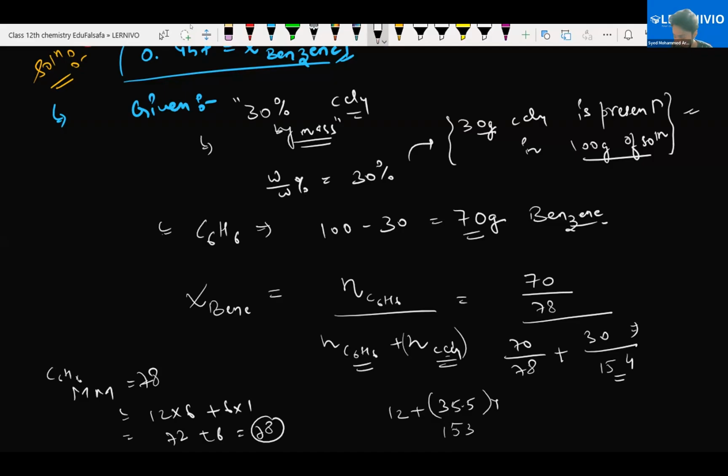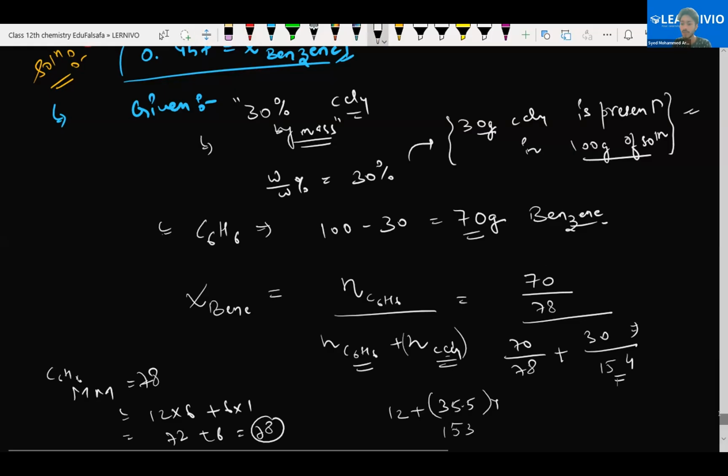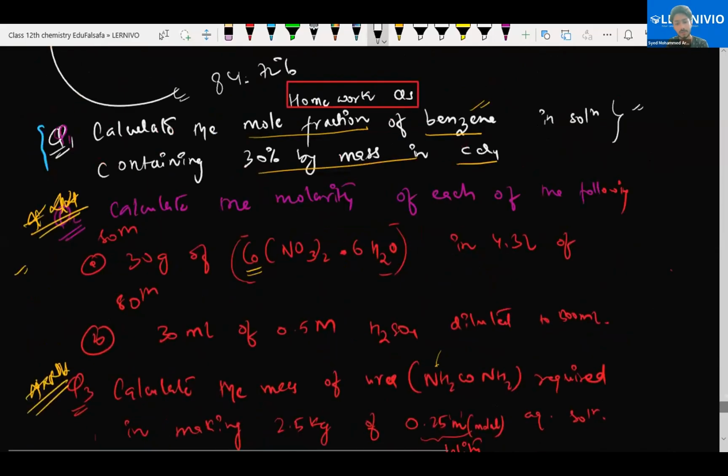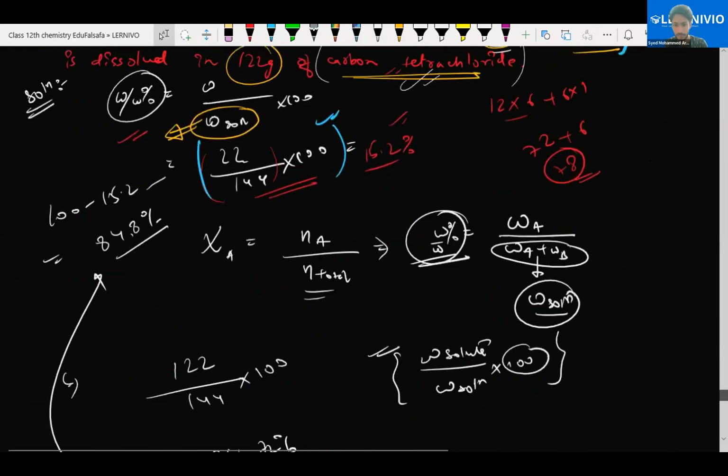No, sir, but in the previous question, the percentage was divided by the molar mass of benzene. So in the previous question, the percentage is divided by the molar mass of benzene. Here we are using the concept of mole fraction. In the previous question, there is something different. Let me explain the previous question.